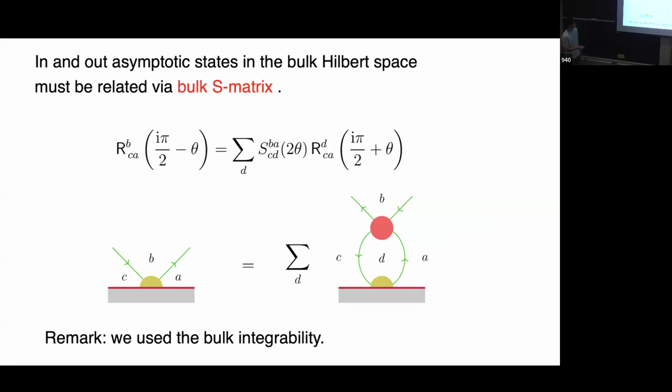Here we should remark one important comment. In this expression, we assumed bulk integrability. Because if we don't assume bulk integrability, merge kink contributions appear here. In that case, there are many terms in addition to this. To suppress such merge kink contributions, we assume bulk integrability.